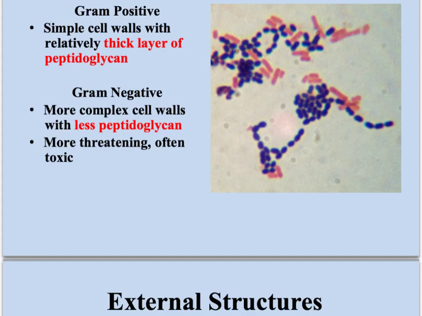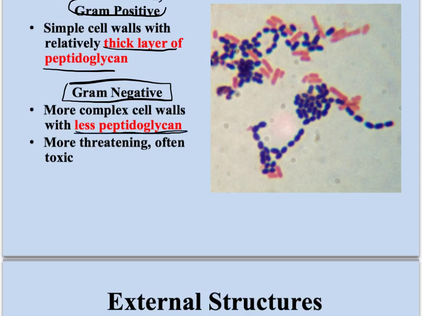So cell wall, you can have gram-positive, which is this gram-positive bacteria. It's a simple cell wall with a relatively thick layer of peptidoglycan. This is just a way to differentiate between bacteria. And then gram-negative, it's going to be a more complex wall with less peptidoglycan. It's very important to know this. There might be a question on the test. Hint, hint. So gram-negative bacteria are usually more serious. They're more threatening. They're often toxic.